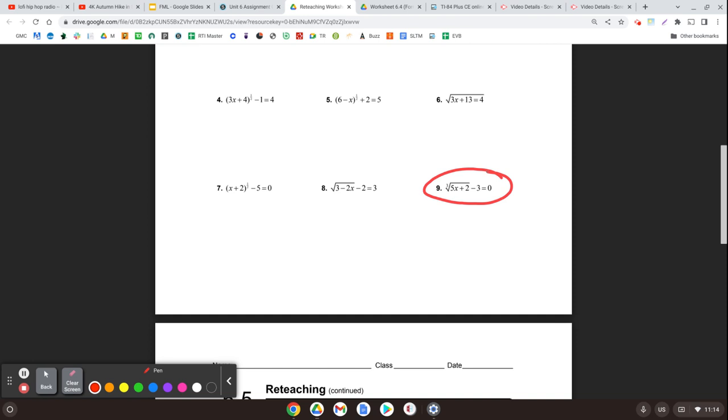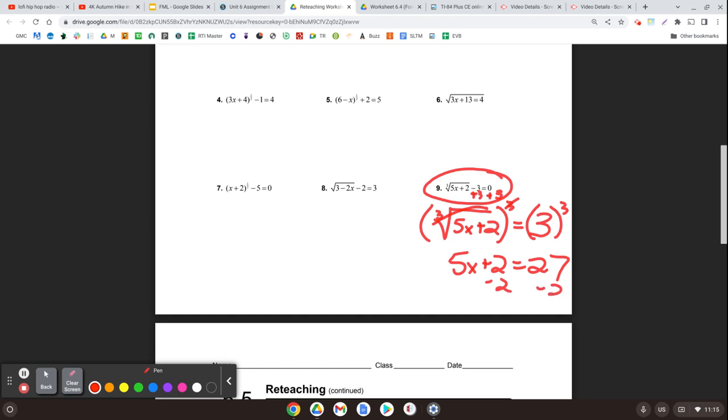You could just solve it by hand. To solve it by hand, you have to get the radical term on its own. So I'll add 3 to both sides. And that gives you the cube root of 5x plus 2 equals 3. Now cube both sides. Now that you have it by itself, you can cube it, so that those cancel each other. So you're left with 5x plus 2 equals 27. Subtract 2. 5x is 25. Divide by 5. And you get x is 5. So that's one way to do it, by hand.